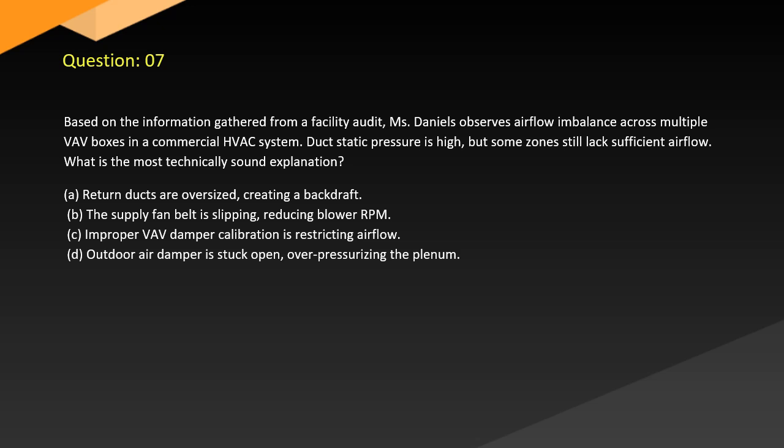A. Return ducts are oversized, creating a backdraft. B. The supply fan belt is slipping, reducing blower RPM. C. Improper valve damper calibration is restricting airflow. D. Outdoor air damper is stuck open, overpressurizing the plenum.